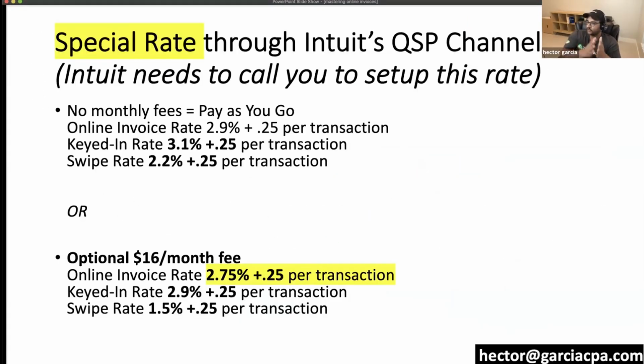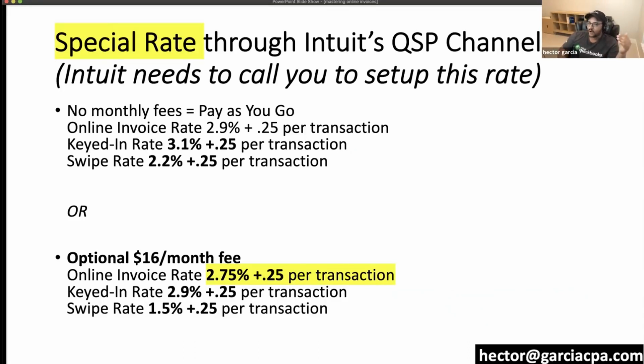So again, if you don't sign up through QuickBooks directly and you sign up through the QuickBooks wholesale channel that I belong to, you are going to get a better rate. So instead of paying 2.9% on the online invoices, you can pay 2.75%. And that really adds up over time. If you think about it, there is a monthly fee of $16 a month to get that better rate, but it does add up over time.